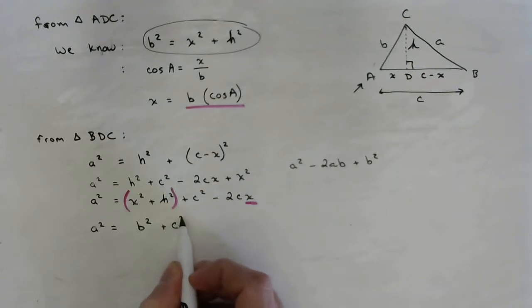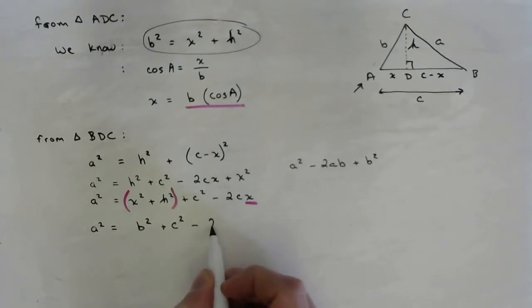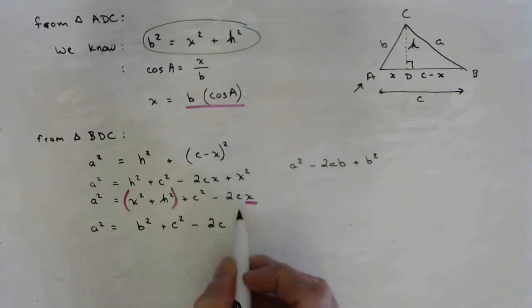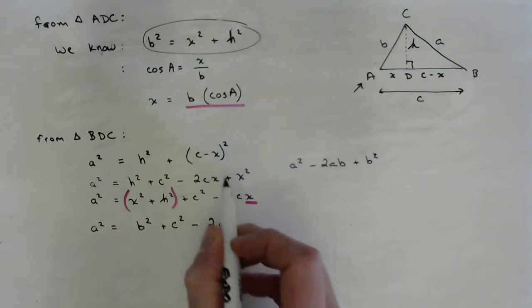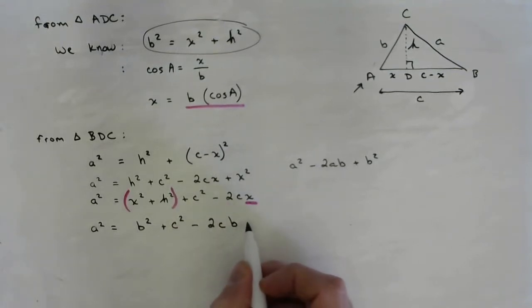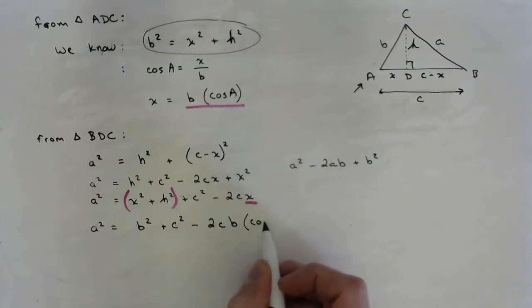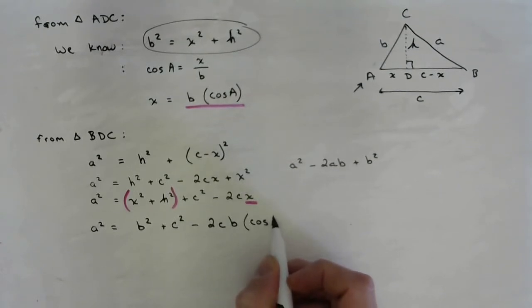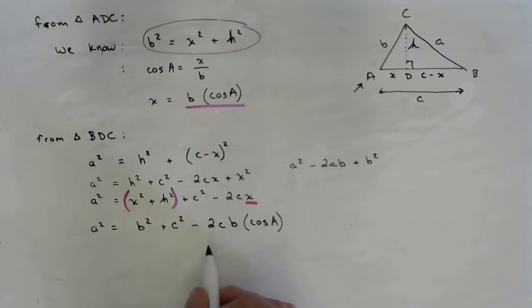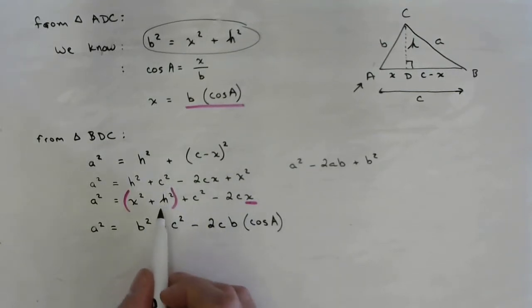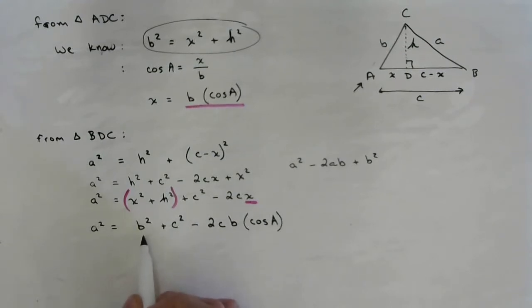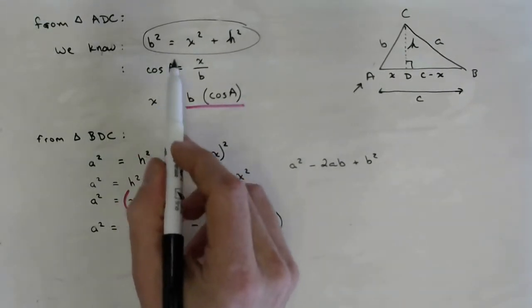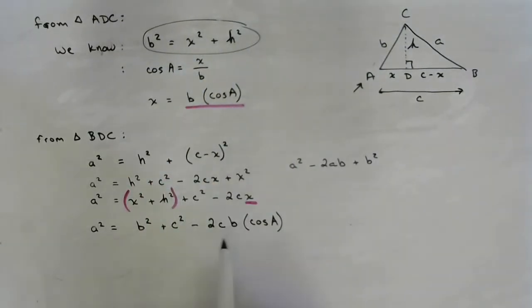We still have plus c squared, and then we have minus 2 times c. That's still right here. And then x is b times the cosine of A. Did you switch out x and h for b and c? Nope, just this for this, because it's right here. b squared is equal to those two together. So we put b squared in. Over here, x is equal to b times the cosine of A.